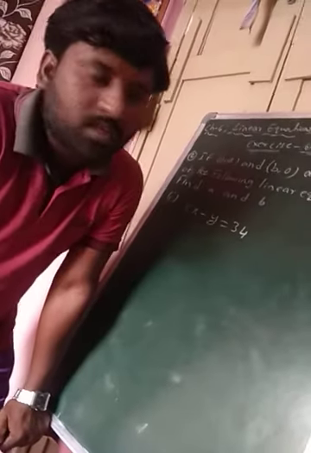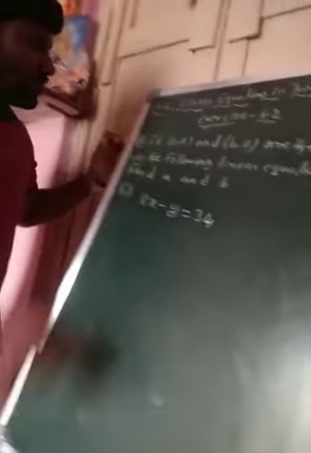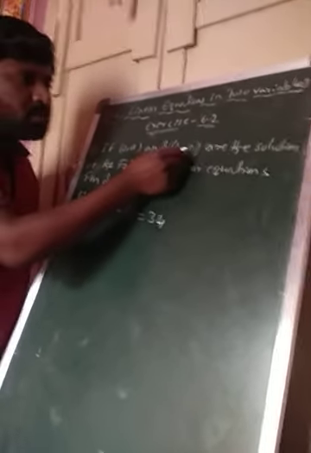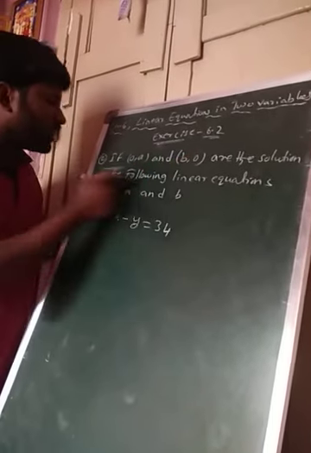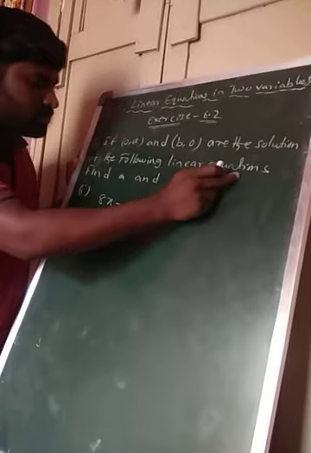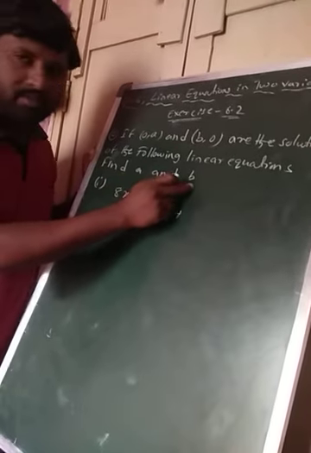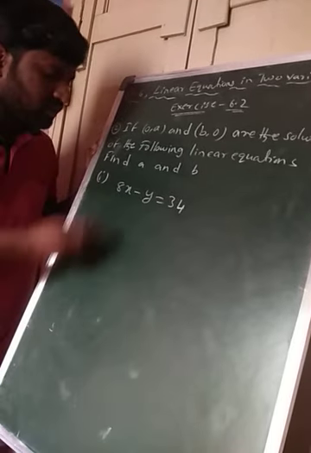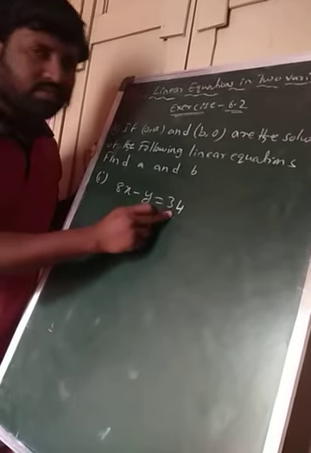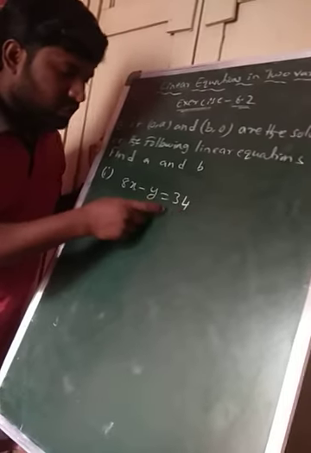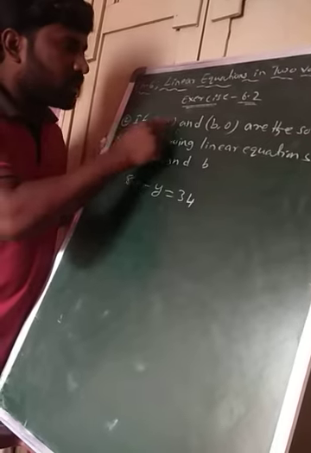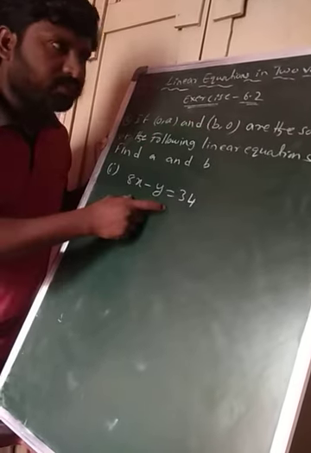Okay students, now the second question is given: if (0, a) and (b, 0) are the solutions of the following linear equations, find a and b. In this question, 3 equations are given. The first is 8x minus y equals 34. So this linear equation with 2 variables has (0, a) and (b, 0) as solutions.